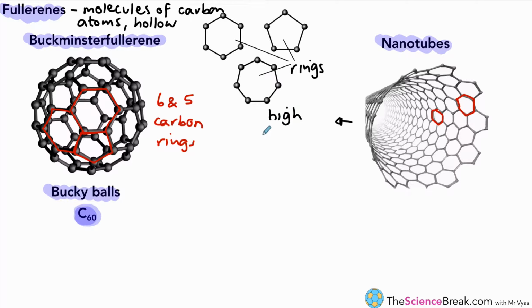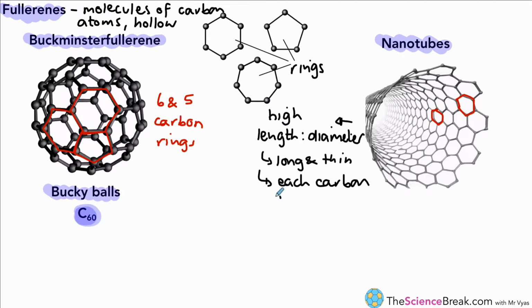And again, one of the key features here is that they have what we call a high length to diameter ratio. In other words, their length is very long compared to their diameter, which makes them long and thin tubes. But we have other properties as well because of the way they are bonded, and we have carbons with covalent bonds.